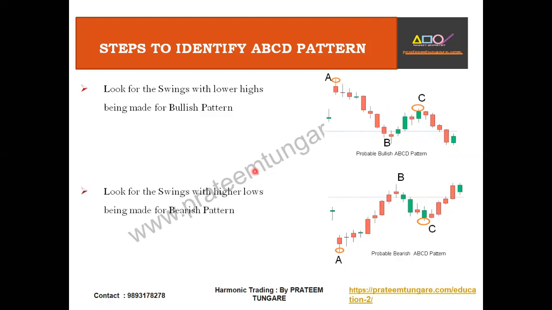Now, to look for a bearish ABCD pattern, you need to look for higher lows. The low that has been made for the first time, the main swing low, then the swing high, and then the higher low, that would be our C point. And again, the D point we need to find out. The steps are the same.